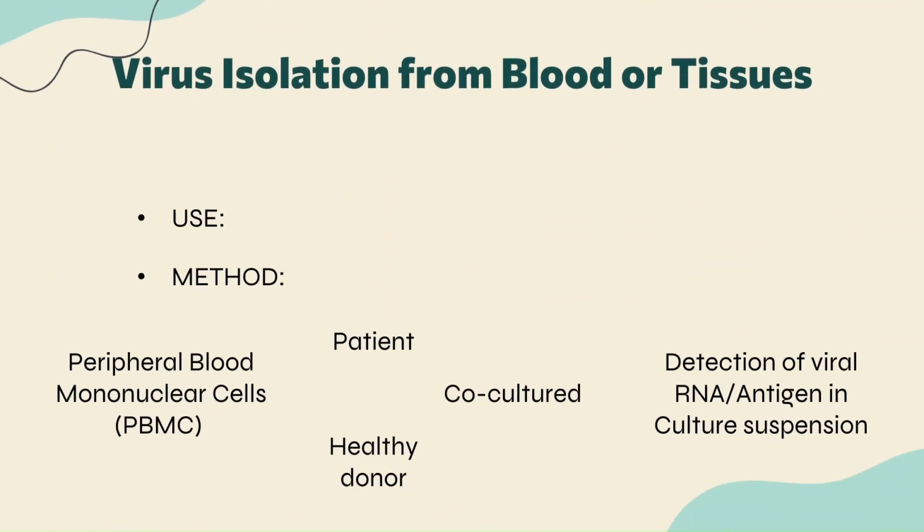Let's go to the next one, that is called virus isolation from the blood or tissue. I mean to say we are studying the viral culture. Okay, we are going to talk about viral culture. That is how we are going to isolate the virus from the blood or the tissue. This is also one of the confirmatory methods that we can make use of.